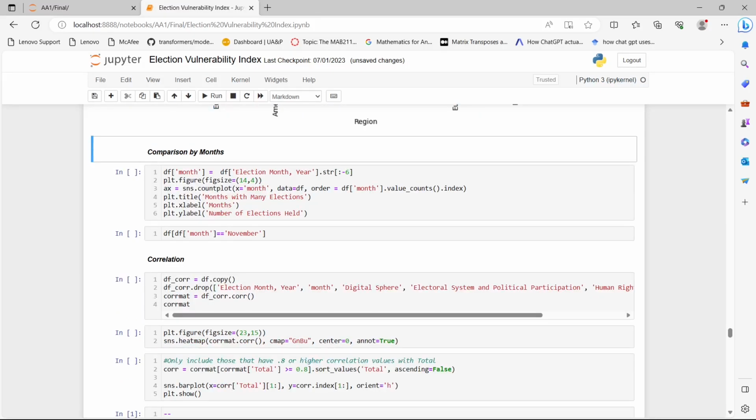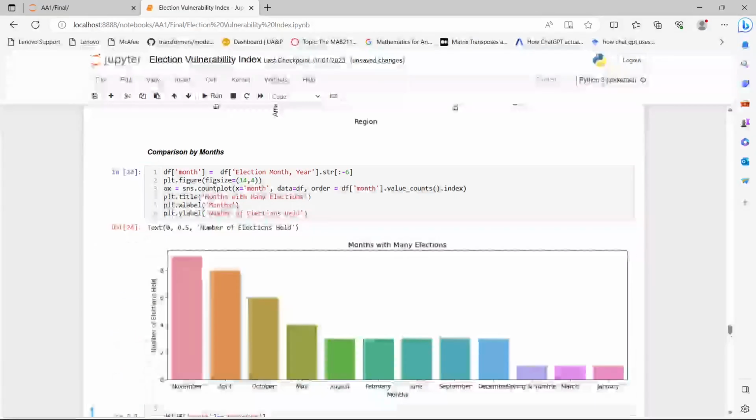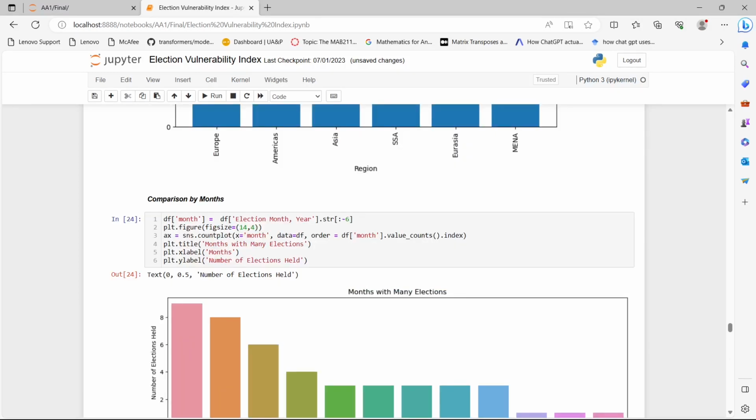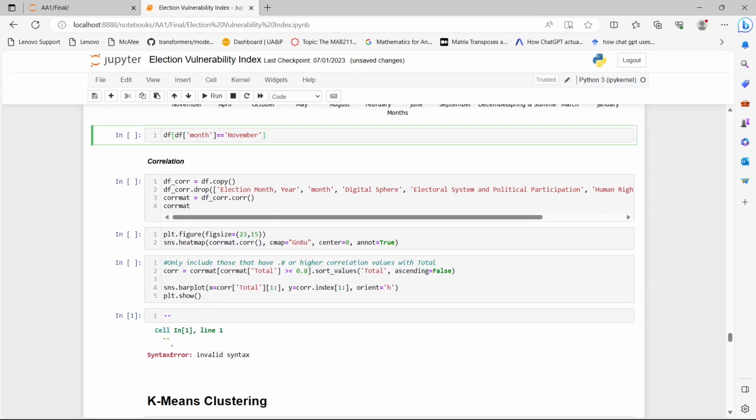Comparison by month. Let's see which month has the most number of elections regardless of year. We have November has the most number, then followed by October, August, December, and summer and spring are here. Then, it's just an addition actually.